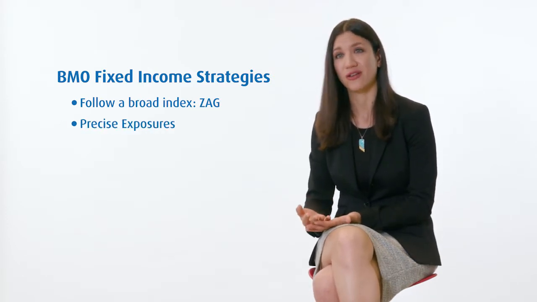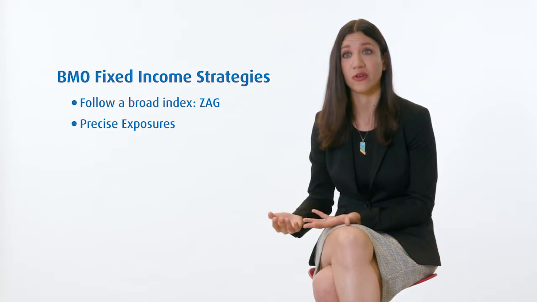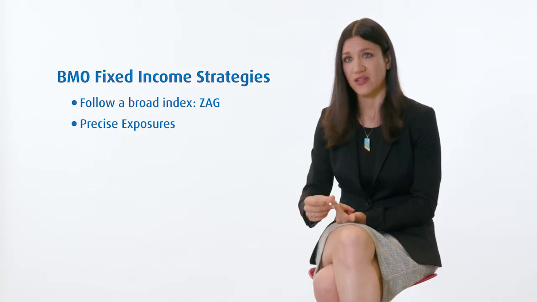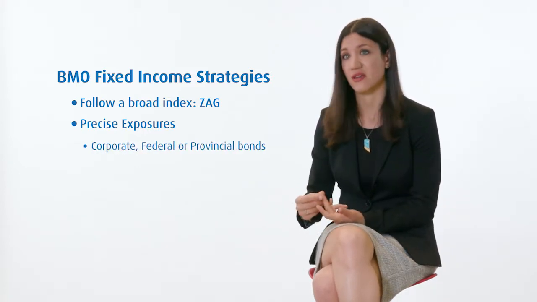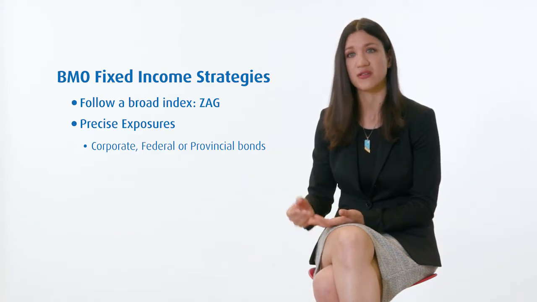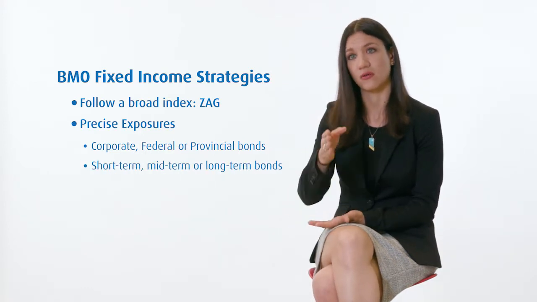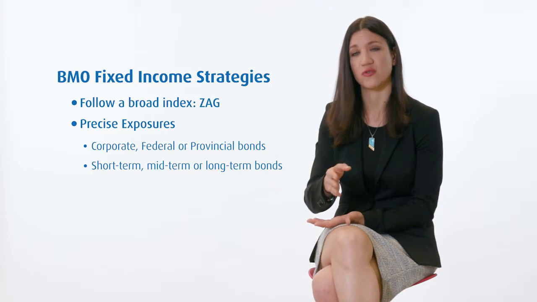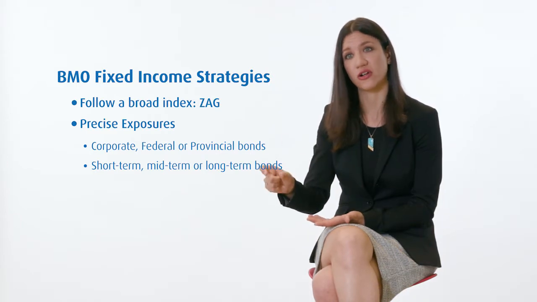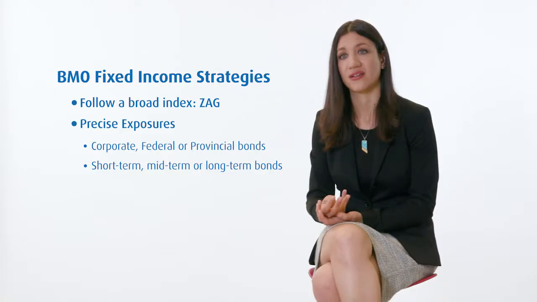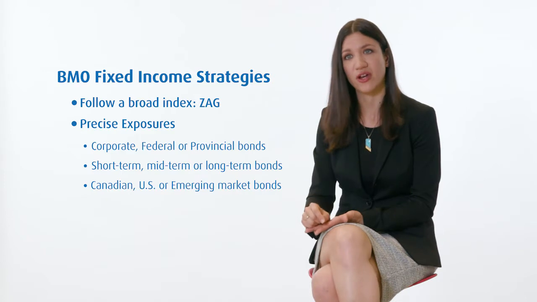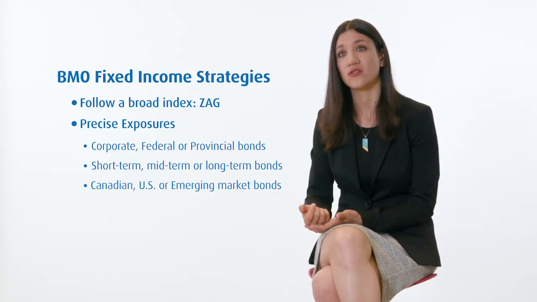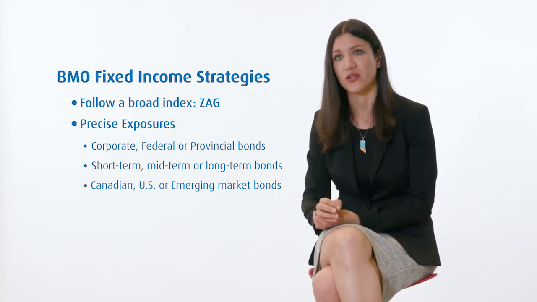Within our fixed income ETF offering, you can pinpoint a specific area of the bond market based on your risk tolerance and your portfolio objectives. So you can invest either in corporate bonds, in federal bonds, in provincial bonds, and you can decide whether you want to go short-term in terms of the duration, mid-term, or longer-term, based on your portfolio needs and views in terms of interest rate outlook, for example. You can access the Canadian bond market, the American bond market, and we also offer emerging market bond exposure.